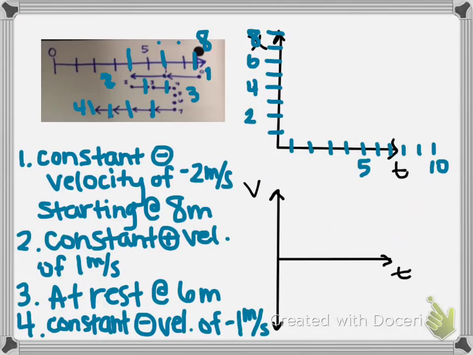Okay. I'm going to use a different color here so you can see a little bit better what's happening. I'm going to go from 0 to 2 seconds. My starting point is 8 meters, so my starting point is going to be up here at 8. My velocity is negative 2 meters per second, so I'm going to go down 2 over 1, down 2 over 1. Now this is not as accurate as if I was writing on the board, but as you can see, my line would be going down like this.